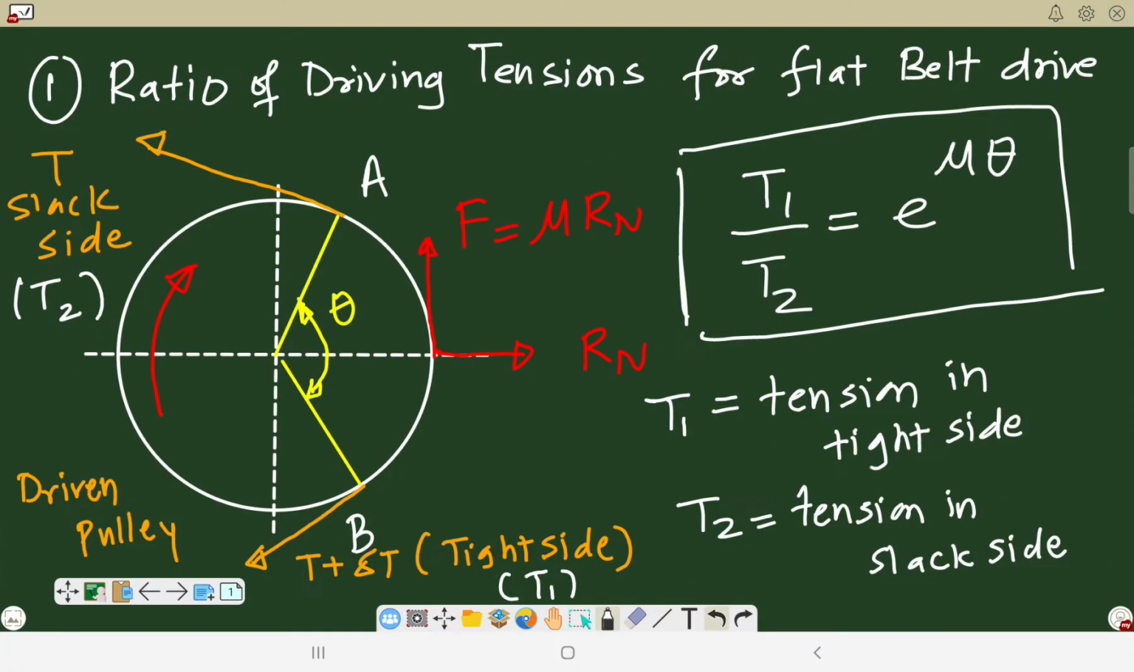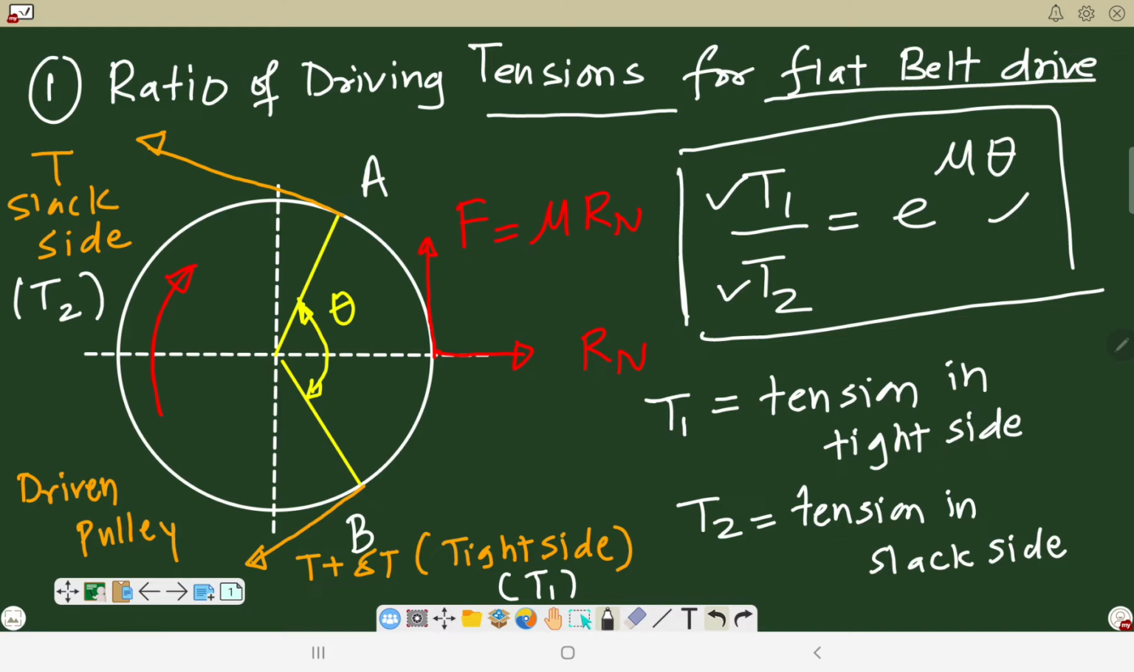I am Dr. Ashish Vikhar, and in today's lecture we will learn about how to determine tensions inside the flat belt drive. As you can see here, the formula to calculate the tensions in a flat belt drive is T1 upon T2 is equal to e raised to mu theta. Now let us understand what are these terms.